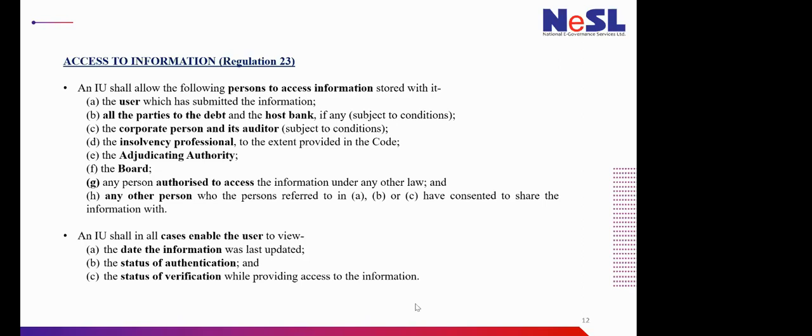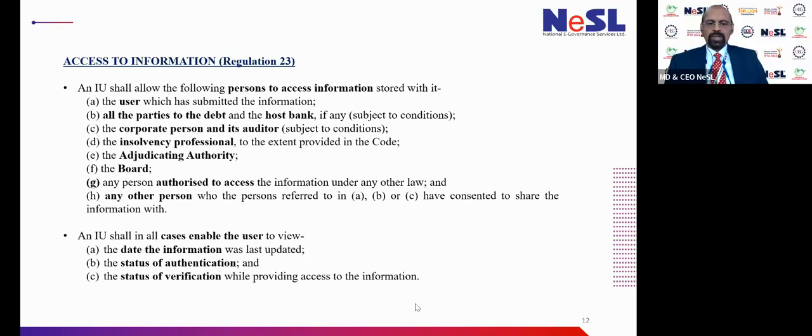Besides that, we have the A which has access. We have the IBBI, of course, we have access. Then what can a user see? The date the information was last updated, the status of authentication, the status of verification while providing the access. So when we provide access, all these details can be there.